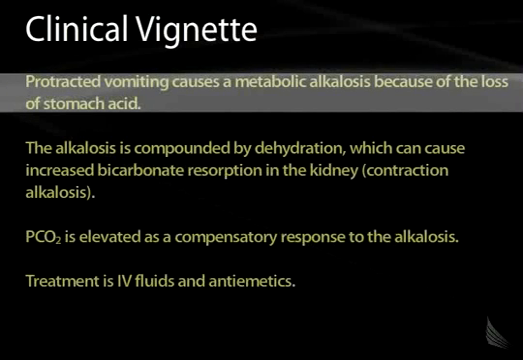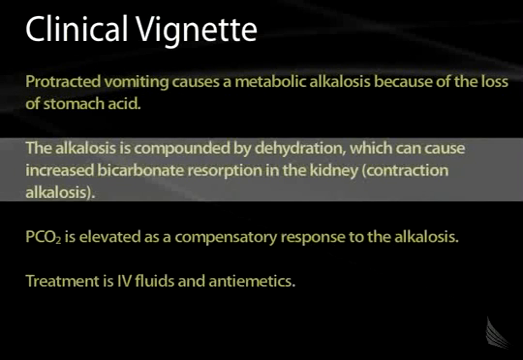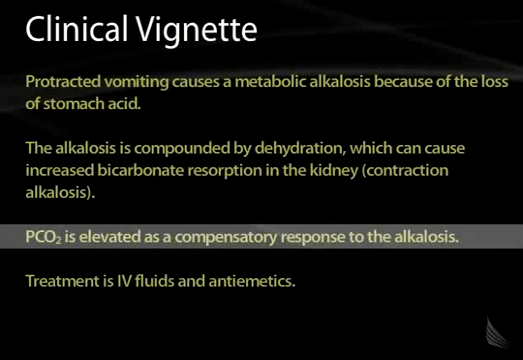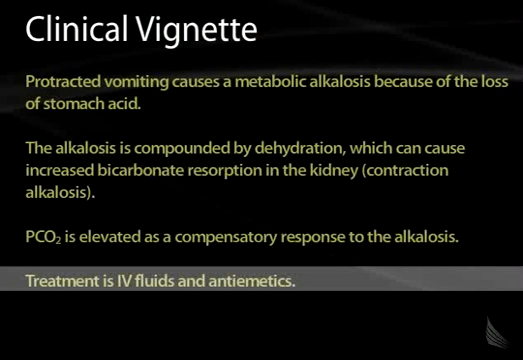Protracted vomiting causes a metabolic alkalosis because of the loss of stomach acid in the vomitus. This alkalosis is compounded by dehydration, which can cause increased bicarbonate resorption in the kidneys. So you get an increased bicarbonate concentration because you lose acid, and also because you retain bicarb in the kidneys. This is called a contraction alkalosis. Now, the PCO2 is elevated because of the compensatory response to the alkalosis, which is hypoventilation. And you treat this with IV fluids and antiemetics to prevent her vomiting.